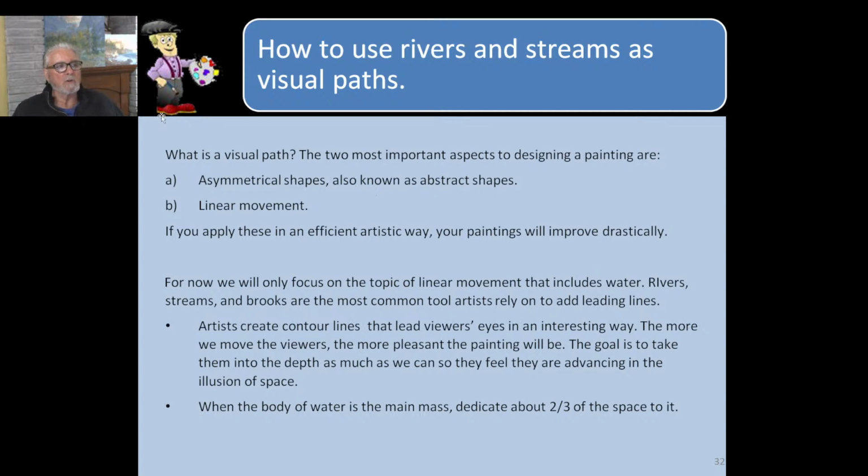So there are the two most important things, and I know this has nothing to do with water today, but I wanted to mention it because I think it's so important. The two most important aspects, and unfortunately the least emphasized in workshops and books, are asymmetrical shape design and linear movement. There's a lot to say about this, but if you are able to master those two concepts, your paintings will improve substantially.